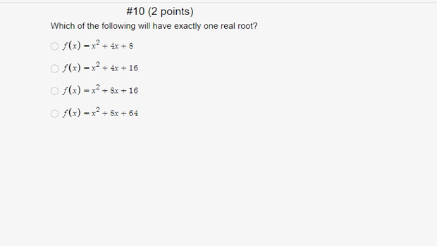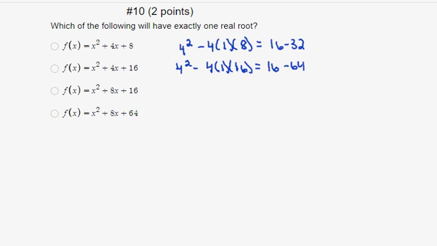Our first one, we have b squared minus 4 times a times c. That is 16 minus 32. That definitely is not going to equal 0. All right, this one here, 4 squared minus 4 times 1 times 16. Now we've got 16 minus 64. That's even further away from 0.